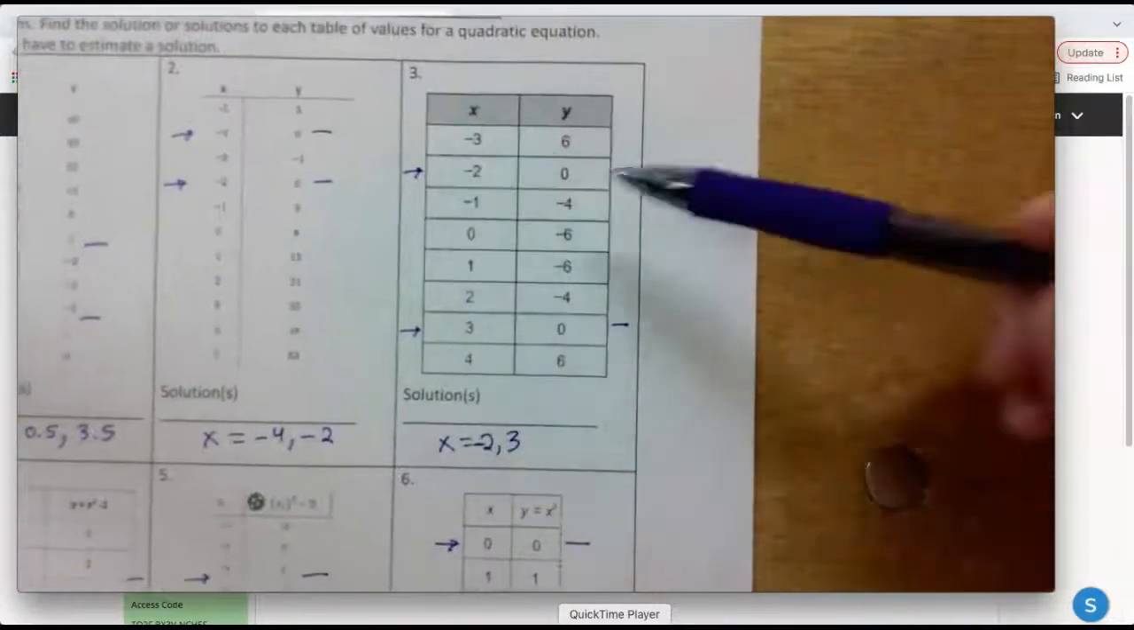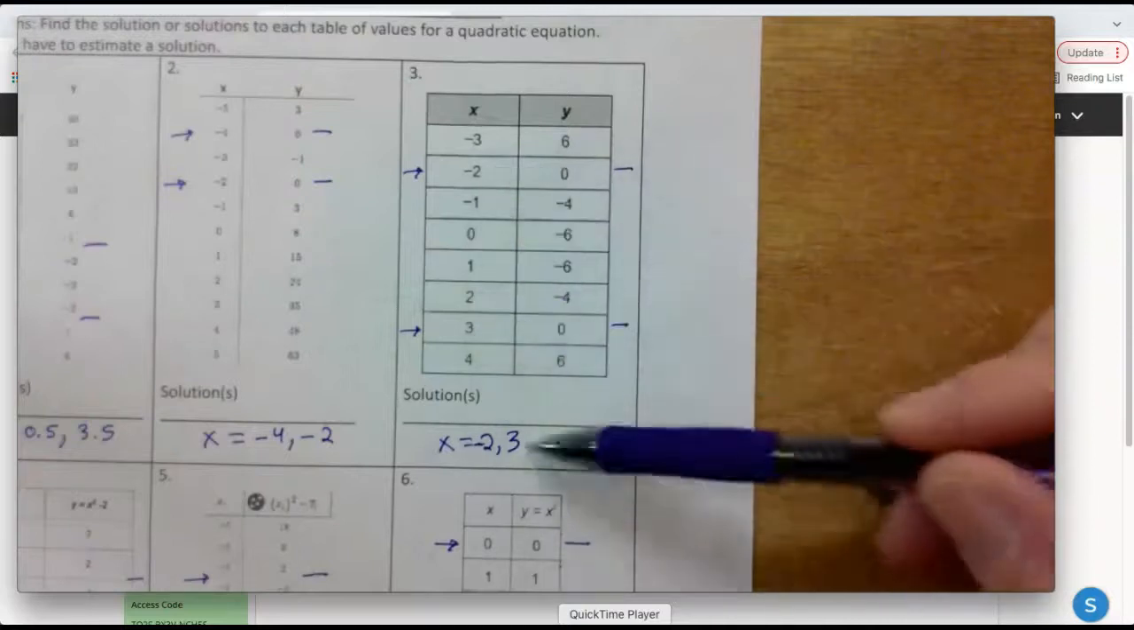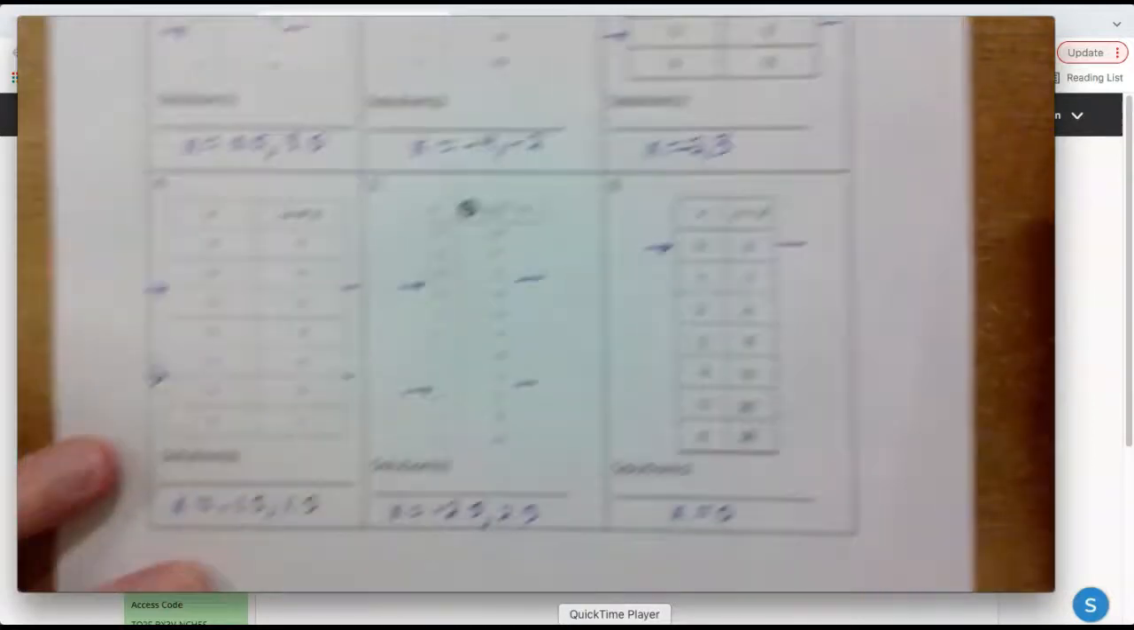All right, same with number 3. There's 2 y 0s. Look back, -2 and 3 are the 2 answers.